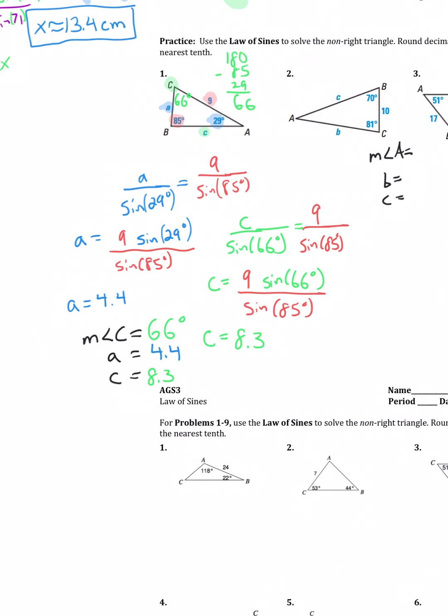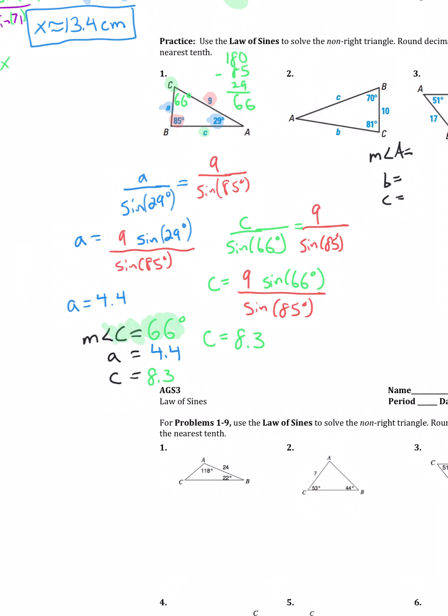For problem A here, or for problem 1 I should say, we want to find missing side length A, measure of angle C, and side length C. So the absolute first thing you can do if you have 2 angles, find the third one. Pretty easy, just do 180 minus. And we end up getting 66 degrees here. That was our answer for the first part.